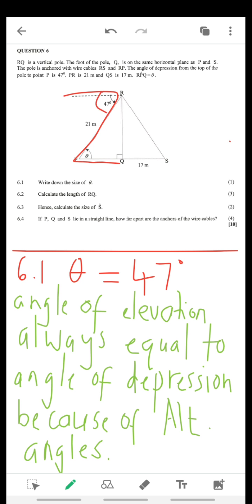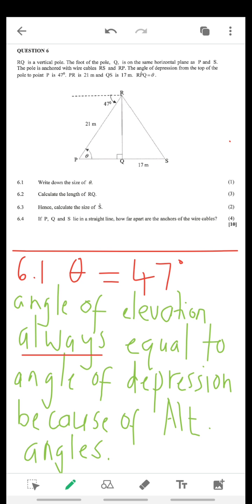We said this angle and this angle will always be equal because of alternate angles. So this is the angle of depression, and this is the angle of elevation. You see that? So what do we know about those 2 angles? They will always be equal. Now, write down the size of theta. Theta is equal to 47 degrees, and I think I wrote it for you. Angle of elevation is always equal to angle of depression because of alternating angles.